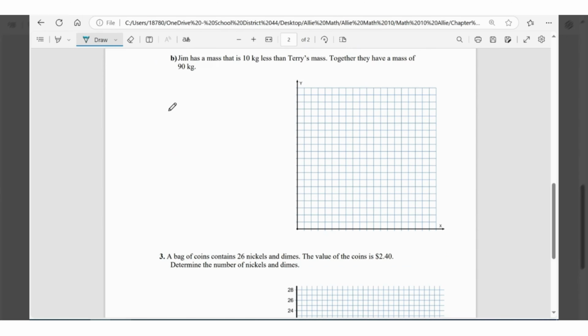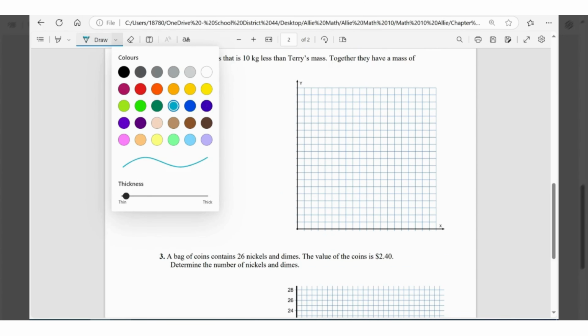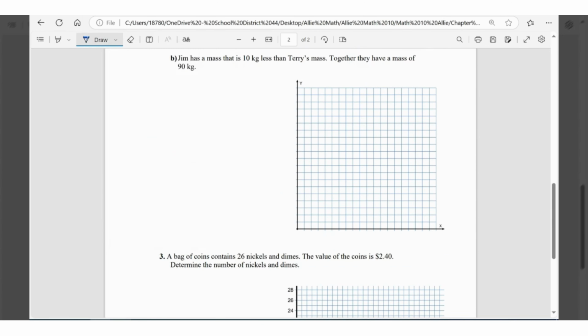So Jim has a mass that is 10 kilograms less than Terry. So looks like there's a few ways I guess you could do this. Jim has a mass that is 10 kilograms less than Terry's mass. So I suppose you could go Jim plus 10 equals Terry. You could also think about this as Terry minus 10 equals Jim. Those are both true. So let me just confirm, though, that I've done this correctly.